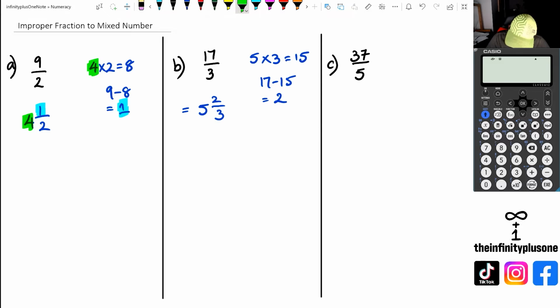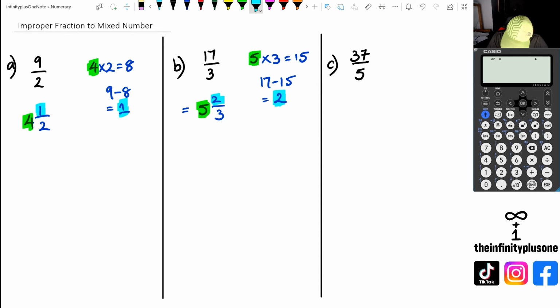And once again, the 5 is coming from there, and the 2 is the remainder, what's remaining of 17 take away 15. And once again, we can do 5 times 3 plus 2, which equals 17. And that's how we know we did the right thing.